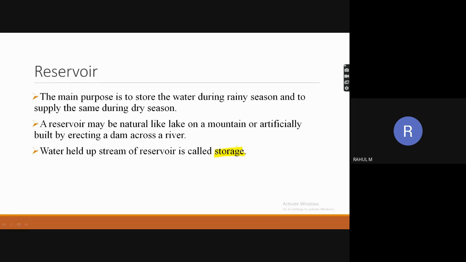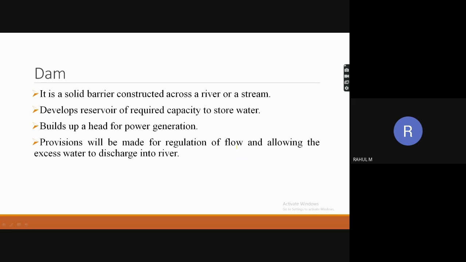Okay. So dam, it is a solid barrier. You know what a dam is, right? There are certain dams which are not made for power generation but for irrigation purpose. So it depends.